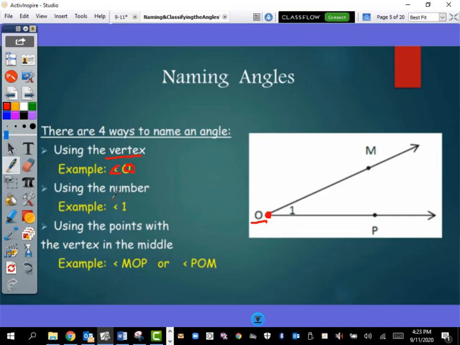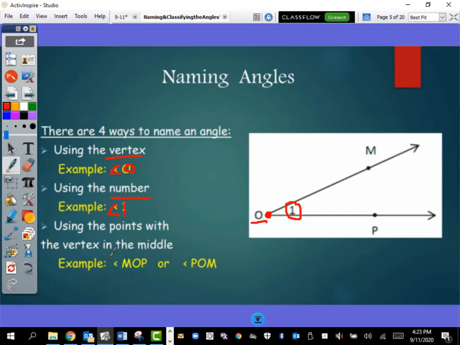The second one, we're going to use the number. The number is always inside of the angle. Remember that this is not a degree. This is just another way to call this angle. So we call it angle 1.